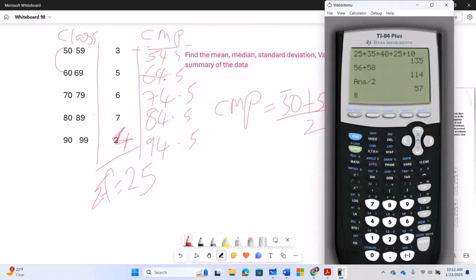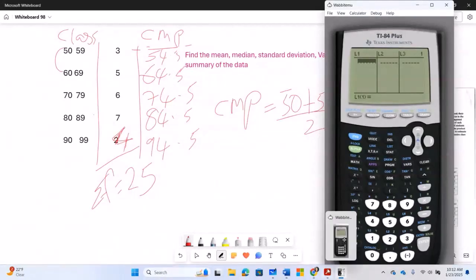Okay, so this one is 54.5 plus 10, and this is 64.5 plus 10. Okay, so I'm going to clear. So the next thing I want to do is go to STAT, edit, and I'm going to clear whatever is in L1. I don't need it anymore. Now I am going to put in the class midpoint.